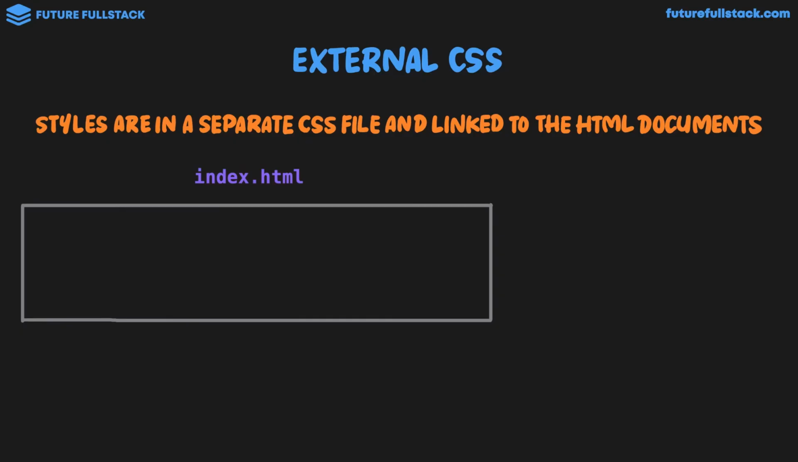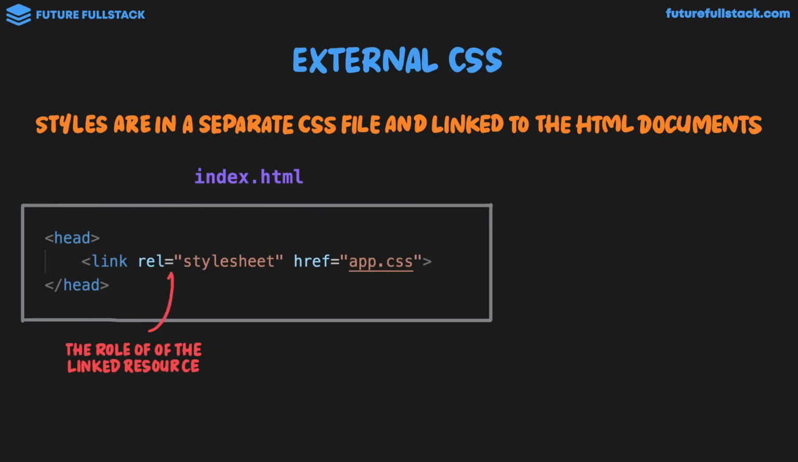Inside the head tags of the HTML file, we add a self-closing tag called link. The link has two attributes. The first is rel, which defines the role of the linked resource. It specifies the relationship between the HTML document and the linked resource. For CSS, we use the value of stylesheet.